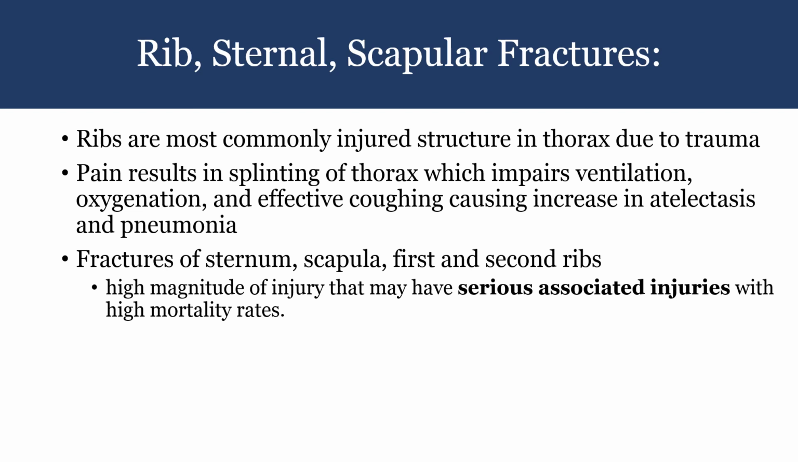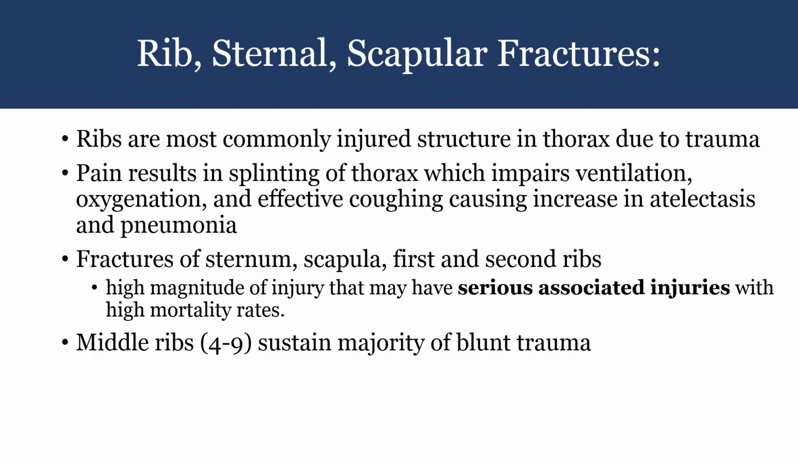Fractures of the scapula, the sternum, and the first and second ribs are high-magnitude injuries that might have serious associated injuries with very high mortality. If you have fracture of the first and second ribs, most of these end up with aortic disruption and you have instant death at the time of injury.